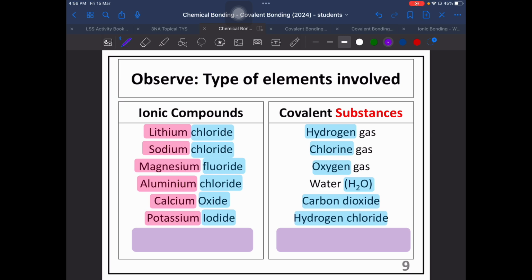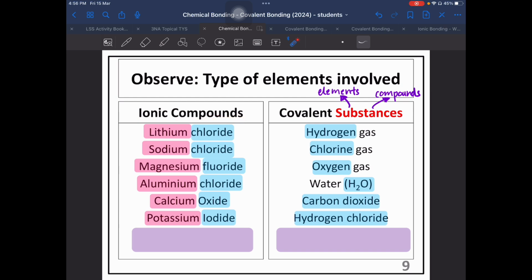So in terms of the elements that are involved, maybe we can take a while to just look through this page and see for yourself what types of elements are involved when we are looking at ionic compounds, and what types of elements we are looking at when we are looking at covalent substances. If you notice, the heading that we are using here is quite unusual. Over here we say ionic compounds, but I don't say covalent compounds. I use the word covalent substances. The reason is that covalent chemicals can either be elements or they can also be compounds. It'll take a while to understand what this means, but that's the reason why we use the word substances. We don't use the word compounds over here.